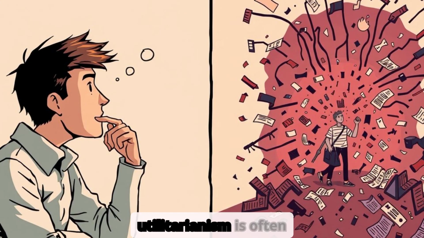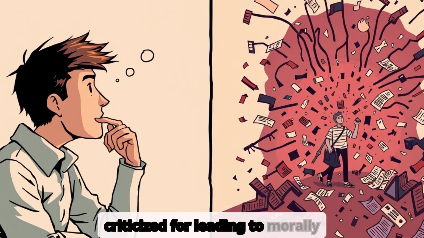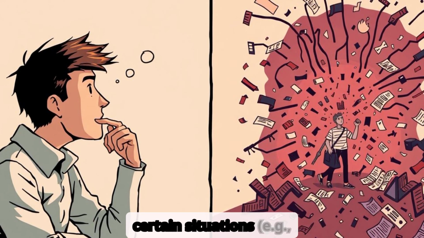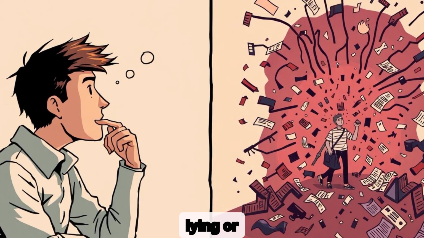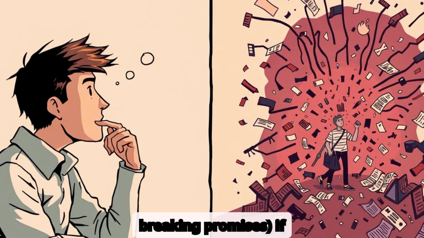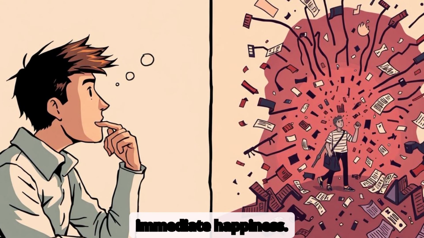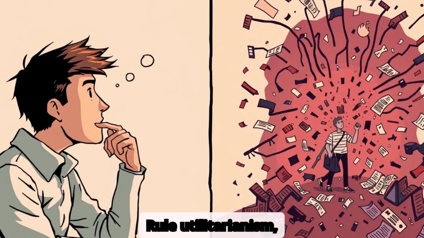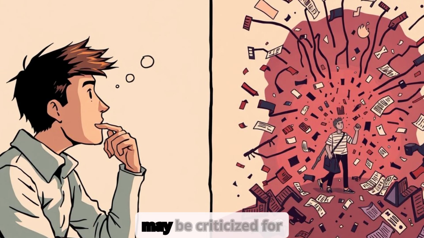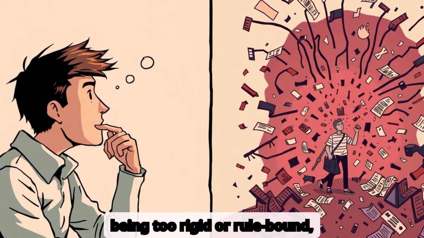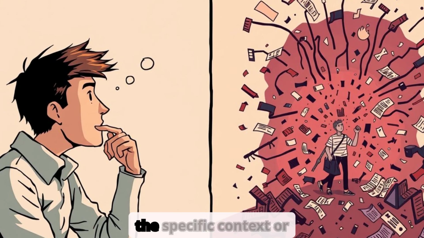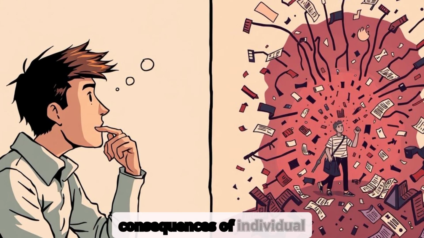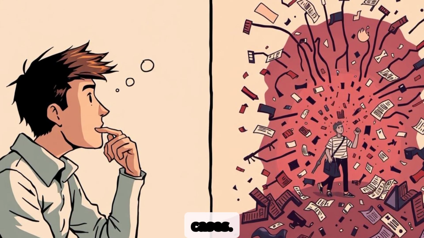Criticism: act utilitarianism is often criticized for leading to morally questionable actions in certain situations, for example, lying or breaking promises, if those actions produce the greatest immediate happiness. Rule utilitarianism, on the other hand, may be criticized for being too rigid or rule-bound, potentially ignoring the specific context or consequences of individual cases.